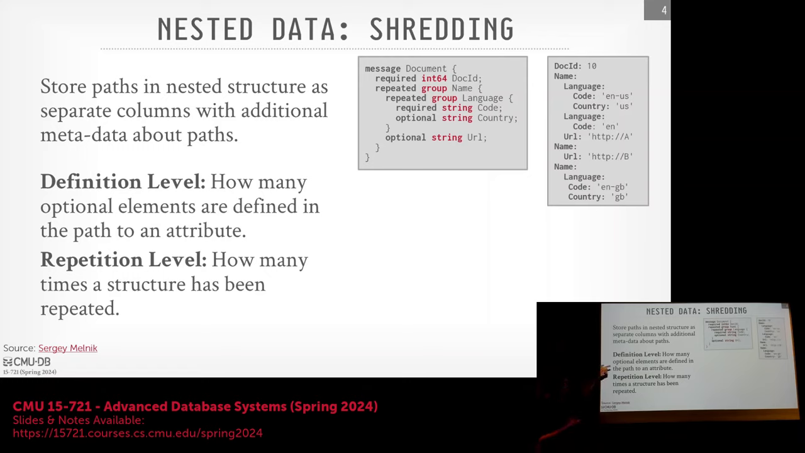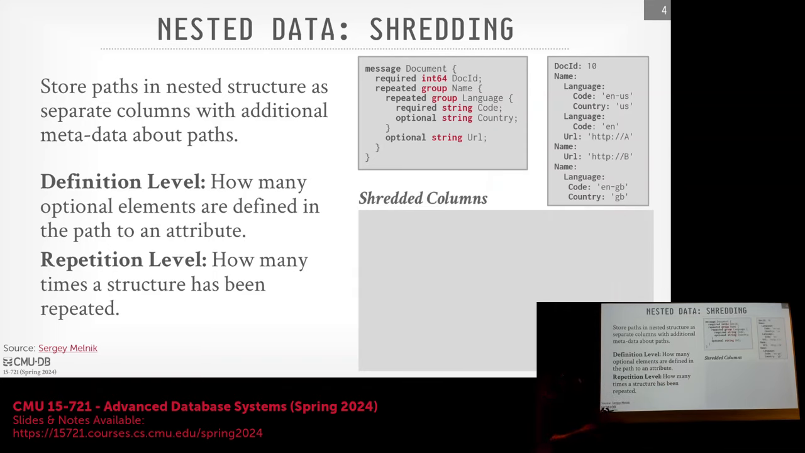So the first one is going to be the definition level, and it's going to keep track of how many optional elements existed to get us to the current path in our hierarchy. And the repetition level is going to say if it's a repeated structure, like in our schema up here, we have two repeated structures. We have the repeated group name and the repeated group language. So how many times have we seen those repeated groups repeat at that given level?